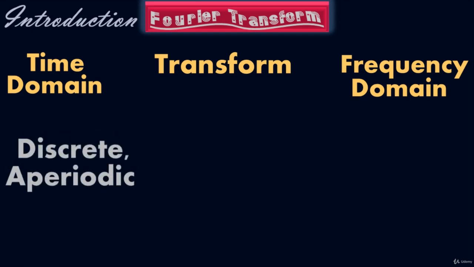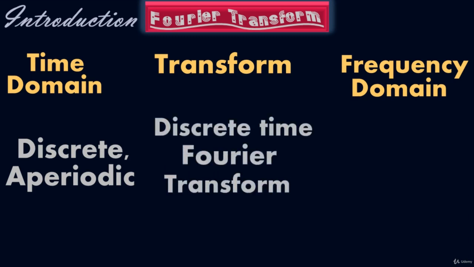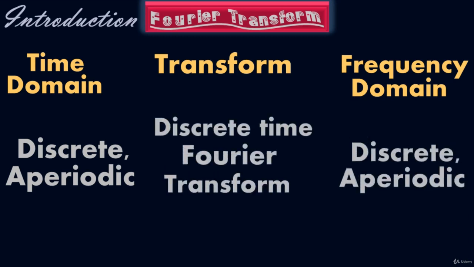But what if the source signal is discrete and aperiodic in time domain? We're going to use discrete time Fourier transform to get a discrete and non-periodic signal in frequency domain. Look, this time the signal is a digital signal. It is not an analog signal. It is in discrete form and also non-periodic. So when the source signal is discrete and non-periodic in time domain, we're going to use discrete time Fourier transform. By using it, the signal which is discrete and non-periodic in time domain will give the same form of discrete and non-periodic in frequency domain.